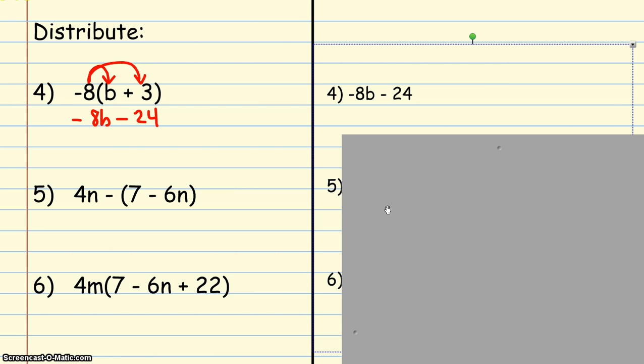Number 5. We have 4n minus the quantity of 7 minus 6n. Now be careful with this one, because the 4n isn't what we are going to distribute.